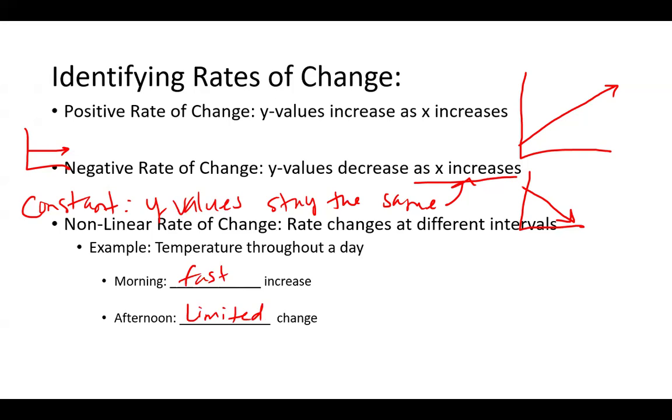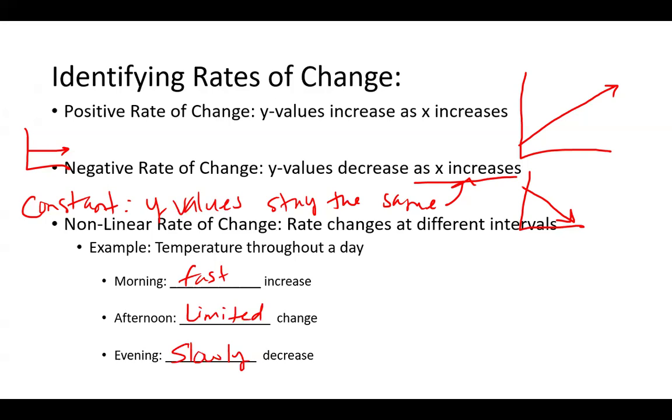And then evening. So now the evening comes, it's now 5 o'clock, and slowly but surely, what ends up happening? The sun sets, right? The sun is setting, and therefore our temperature is slowly decreased, right? It's slowly decreased. All right. This is an example of a real world non-linear rate of change.